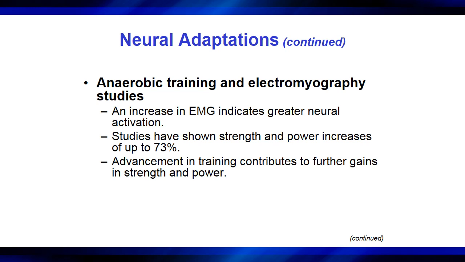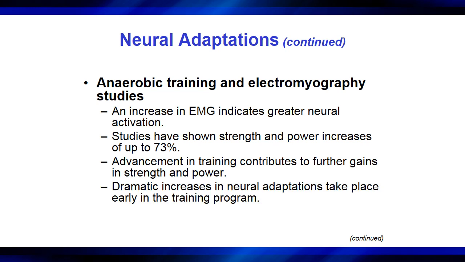So dramatic increases in neural adaptations tend to take place very early in the training program. We did mention this earlier in the semester. We had talked about how, particularly in young athletes, they tend to get stronger before they get bigger. And some of that is because the neural adaptations actually take place first. Then once the training time frame increases, and they say it's usually greater than 10 weeks, muscle hypertrophy then starts to take place.